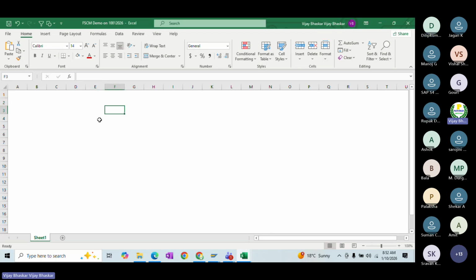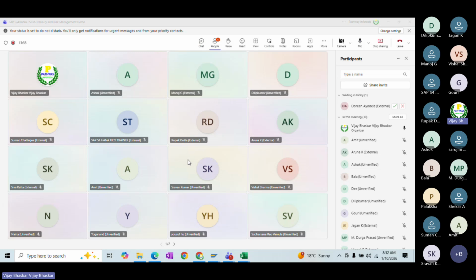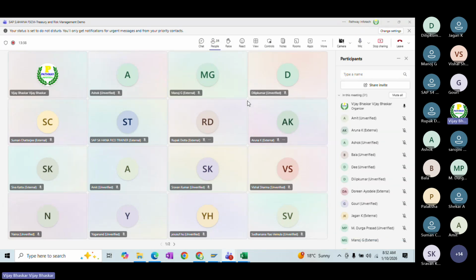Now let me go with this one. FSCM, as you are already aware, the application of FSCM is financial supply chain management. First, let's understand the flow of the FSCM, then after that we'll go further.